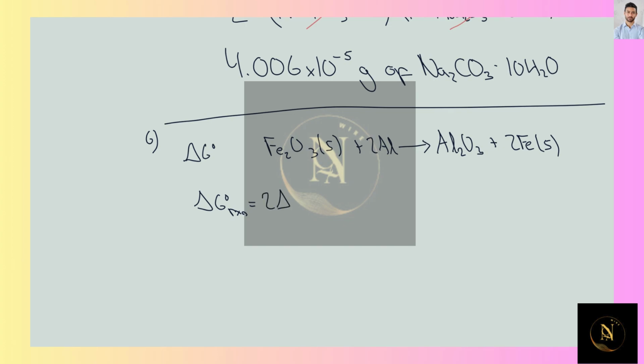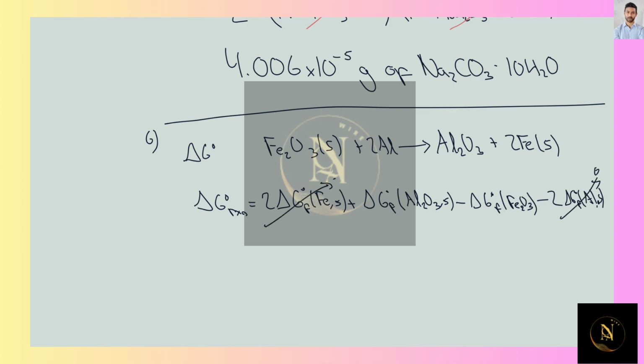So this would be 2 times delta G of formation of iron solid plus delta G of formation of aluminum oxide as a solid minus delta G of formation of iron oxide minus 2 times delta G of formation of aluminum solid. Luckily for us, here we have two substances in their standard state, so delta G of formation is equal to 0, and delta G for the reaction becomes delta G naught of formation of aluminum oxide as a solid minus delta G naught of formation of Fe2O3.